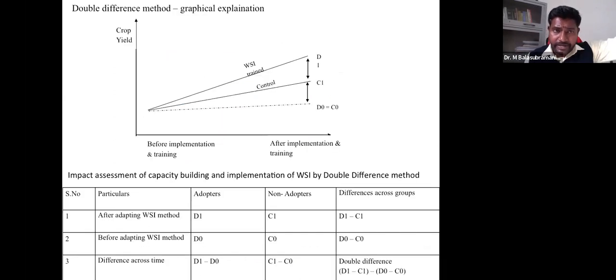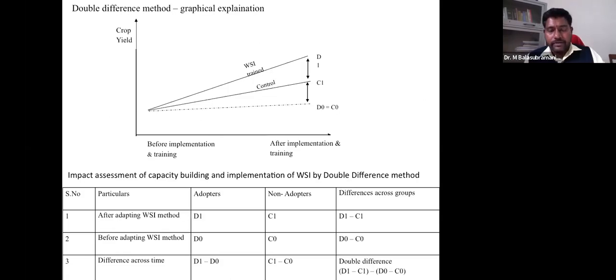See this diagram from my earlier explanation. On the left-hand side I have taken the outcome. Here the outcome is yield, and the x-axis is the time factor, as I said already. Here is the starting point, before implementation and training, and after implementation and training. The baseline is the true counterfactual line. It denotes the true counterfactuals before implementation, from the control non-participants. These are the control group, their yield level, and this is after the water saving interventions. What is the yield level?